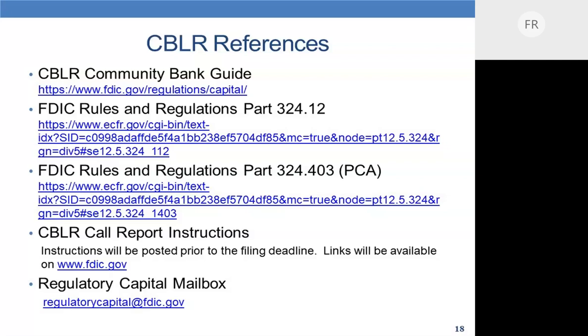A related question to that previous one is, what if there are two banks that are subsidiaries of a holding company that has more than $10 billion in total assets but is not an advanced approaches holding company? If each of the subsidiary banks has less than $10 billion in total assets, each could qualify for the CBLR framework. The holdco, though, can't elect the framework and has to do the risk-based capital under the generally applicable capital rules because it has more than $10 billion in total assets.